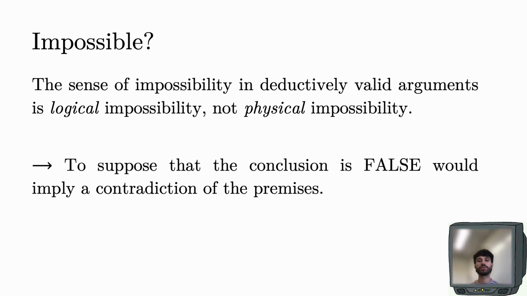But if we go back to the Bruna argument, if we assume that the conclusion is false, and the conclusion was Bruna will not run a marathon tomorrow, so if we assume that's false, it means that we're conceptualizing that she will run a marathon tomorrow. It doesn't imply a contradiction of the premises that she's 100 years old, that she has arthritis, etc., right? In fact, there are some cases of 90-plus-year-old people that run marathons. So this sense of impossibility is not one of physical impossibility, but of logical impossibility.